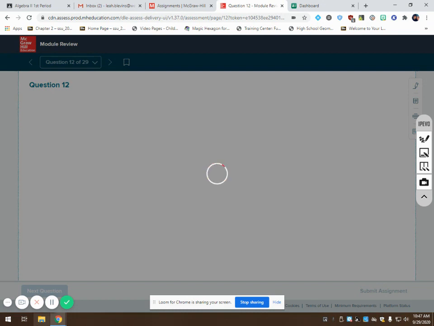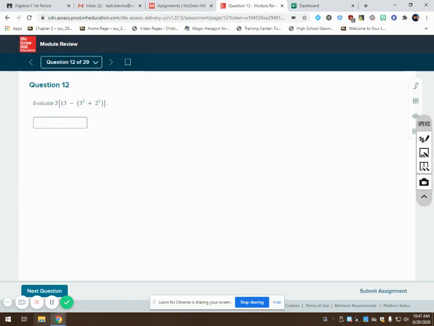My next question has to do with order of operations. We're going to jump inside this parentheses and solve those exponents. So I end up with 9 plus 4. Well, 9 plus 4 is 13. So then I have 13 minus 13. What does 13 take away 13? 0. Then if I take 5 or any number and times it by 0, we know that product is 0. So this answer is just 0.